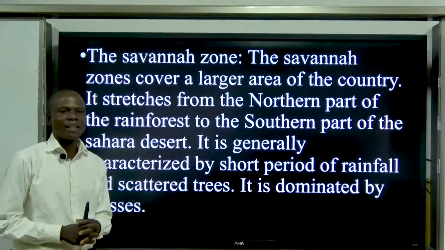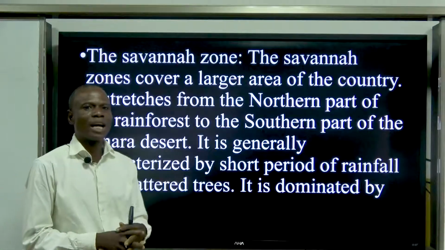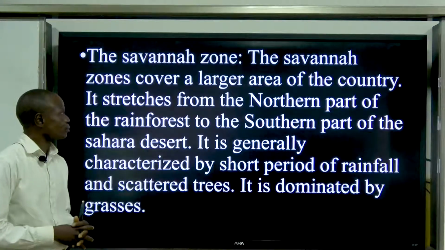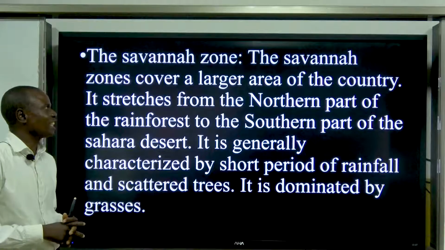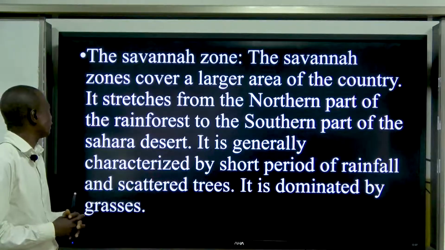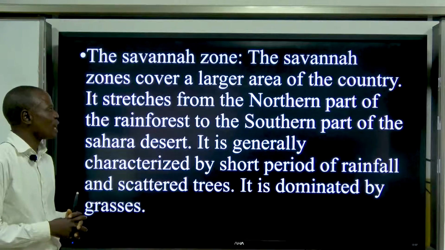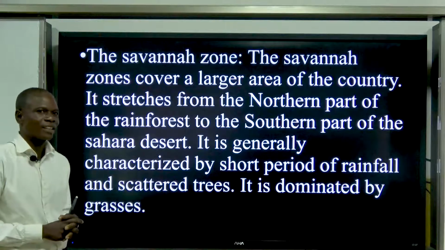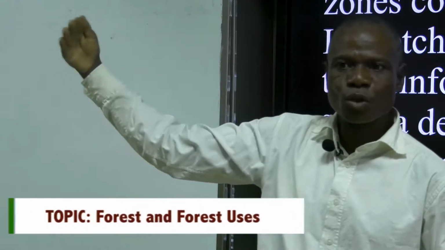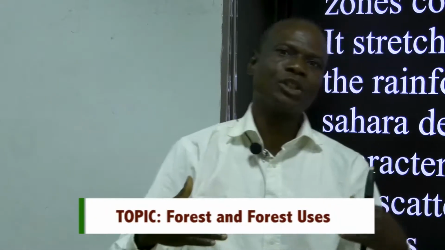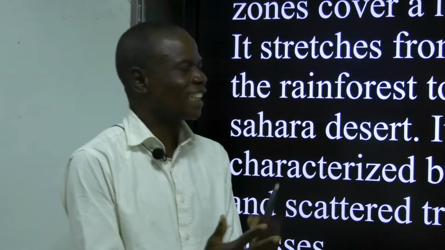Then we want to look at savanna. That is the second zone now, the savanna zone. The savanna zone covers a large area of the country. It stretches from the northern part of the rainforest to the southern part of the Sahara Desert. Yes. If you come down maybe from Kogi here, you discover that there they have a larger vegetation. But as soon as you are crossing over to this Abuja land, you discover that the trees you will be seeing here are very scanty. They are not as thick as those ones.